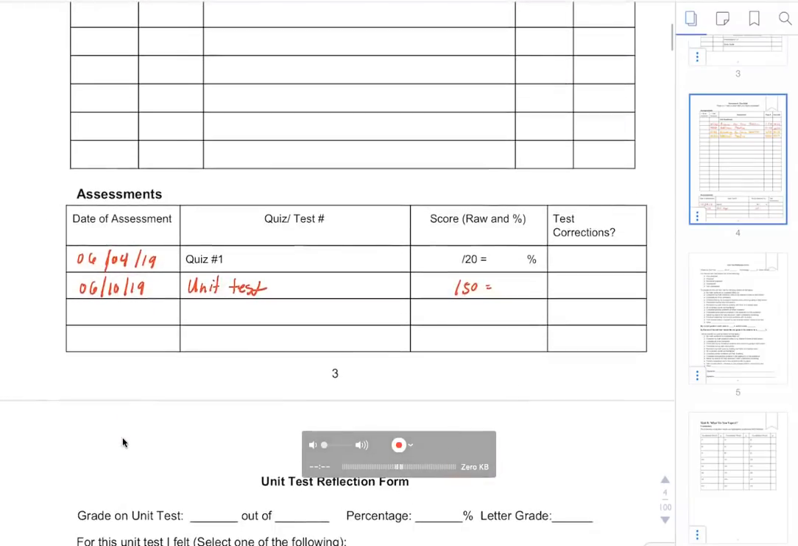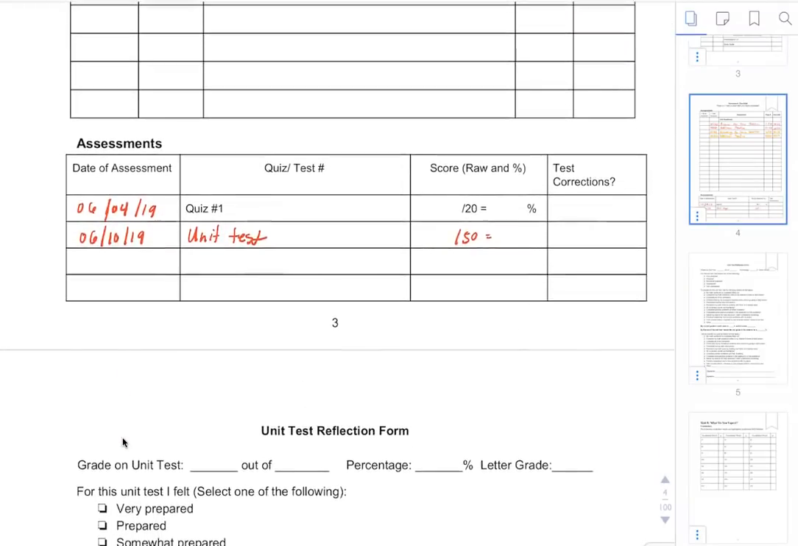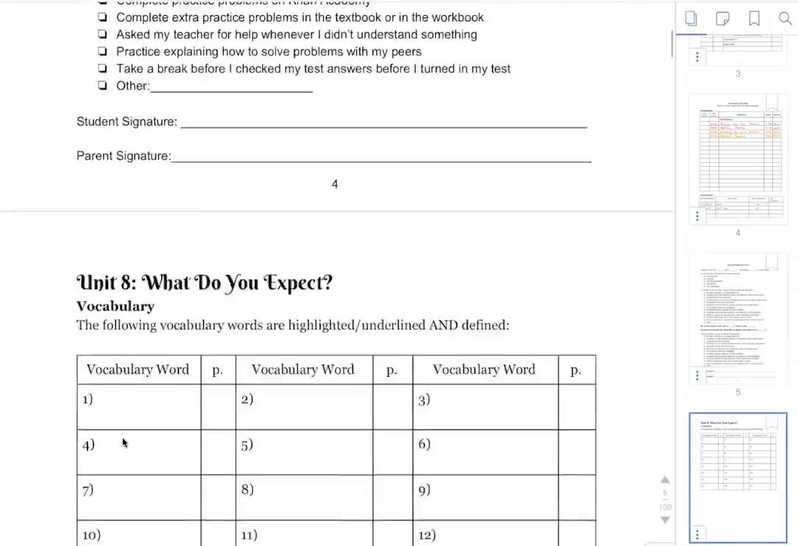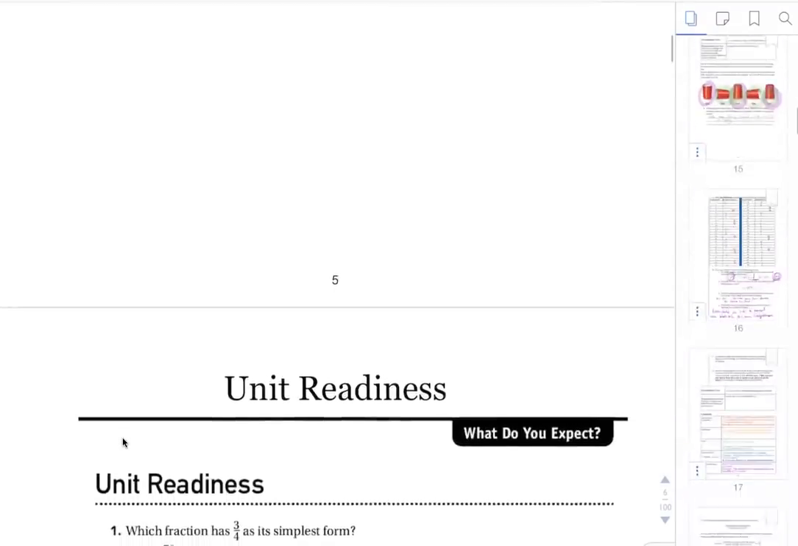And don't forget, you have your quiz on these dates. Sorry, these are the even dates. Odd dates are a day sooner. All right, so let's jump to page 16.